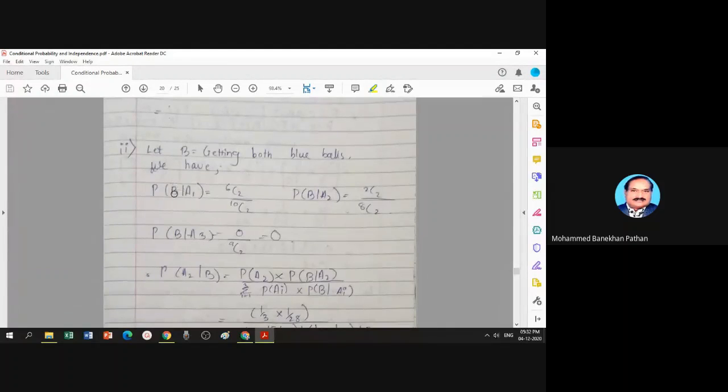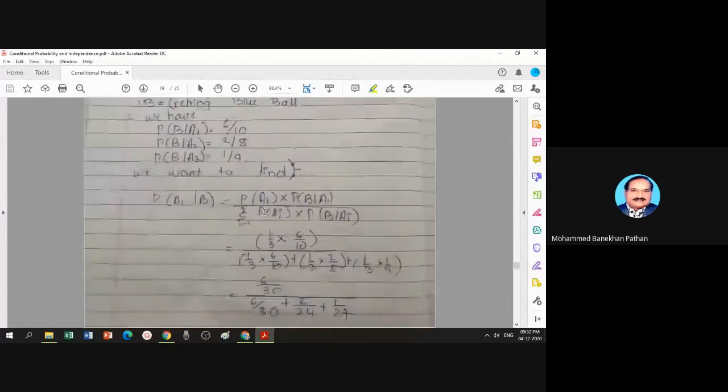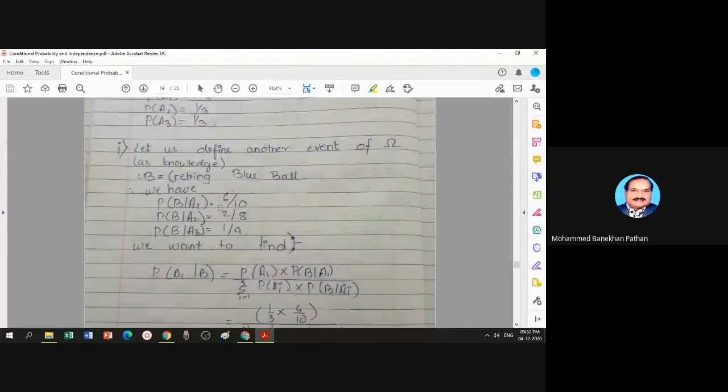So probability of B given A1, that means getting 2 blue from A1. There are 6 blue. I want 2, so 6 choose 2, divided by total balls in partition 1, 10 choose 2. See the way of calculations. Here I pick up only 1 ball, so directly 6 choose 1 is 6, 10 choose 1 is 10. That's why I have not written the combination formula here.